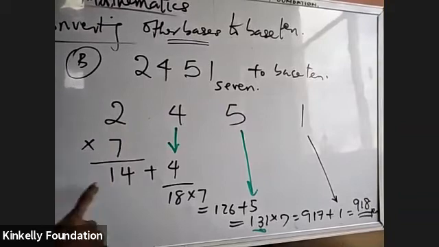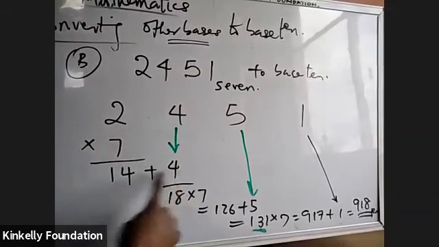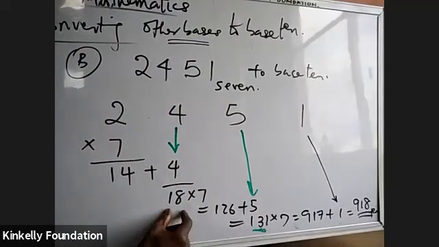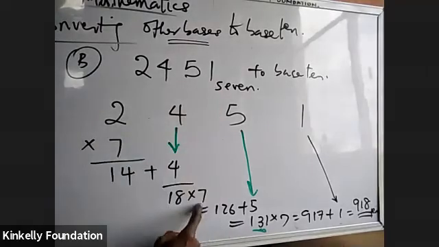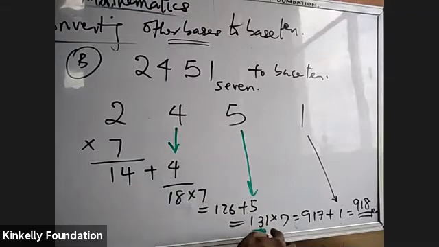2 times 7, 14. You bring down this one to add to it to give us 18. After that, you multiply with the base. Then you have 126. You add this one. You have this multiplied by that base. You have this, and then add the last digit. Don't multiply again. So this gives us the value in base 10.